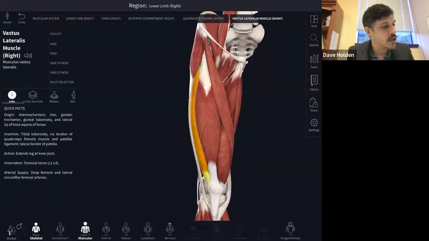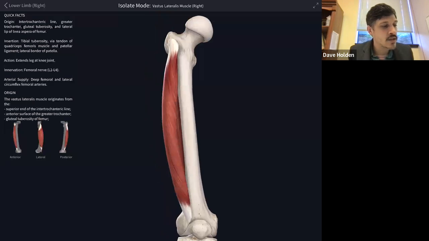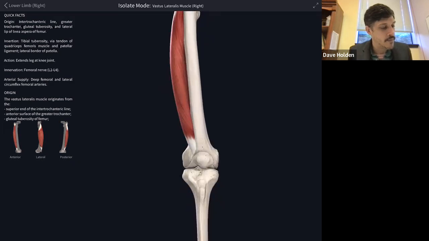Next, we'll take a look at vastus lateralis. Notice this one starts on the anterior aspect of the greater trochanter. So this one starts on the femur, and it does not cross the hip. It will also join with all the rest of the quadriceps at the tibial tuberosity. So this muscle's only action is going to be knee extension. It straightens the knee.